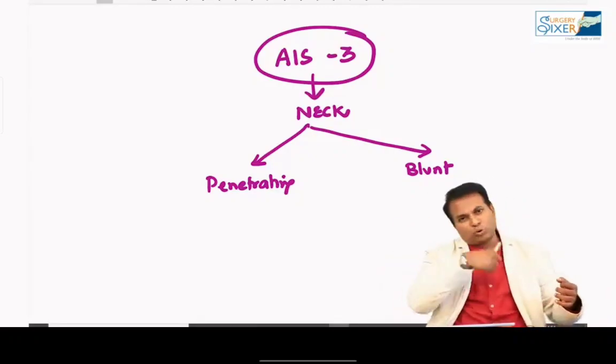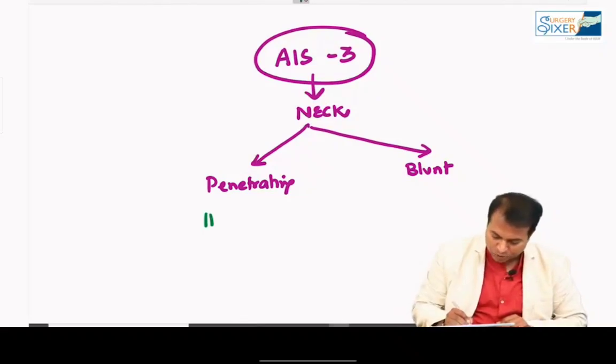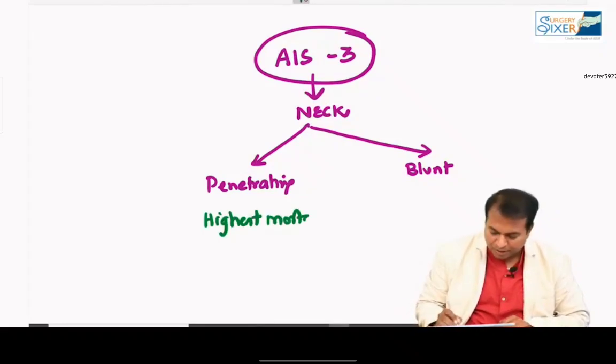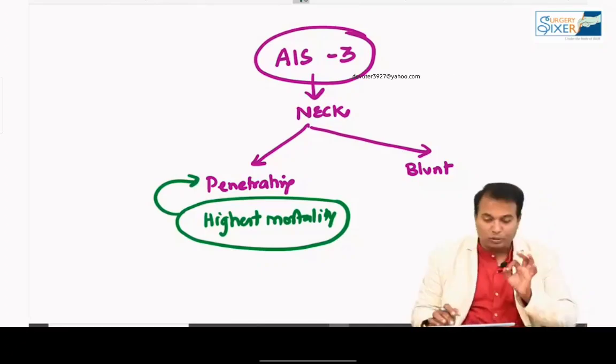Don't put a knife on the abdomen, thorax, or back. They won't. Highest mortality is seen with neck injury because the major vessels will be cut. Highest mortality among all penetrating traumas in your body is penetrating injury to the neck. Okay, penetrating injury to the neck.